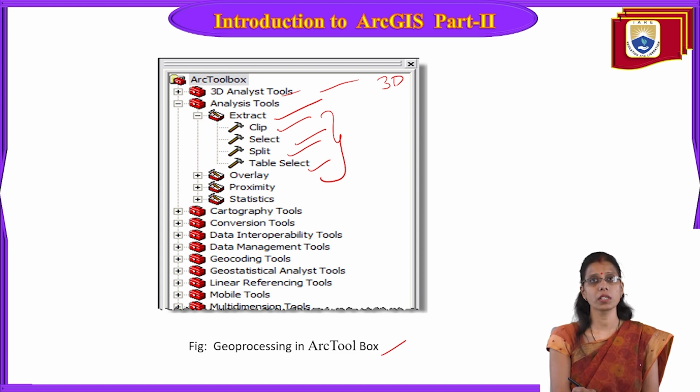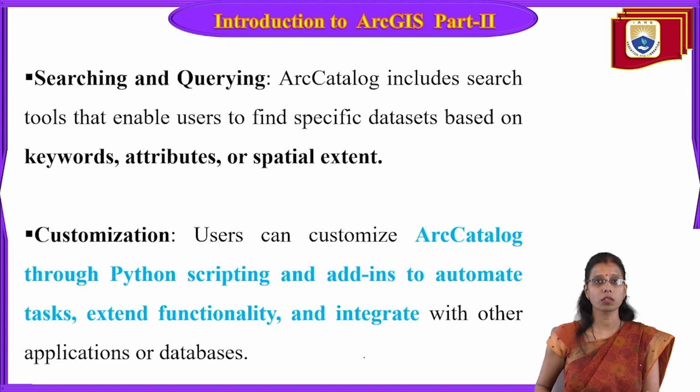Otherwise, you can just go with ArcMap. From there, you can go with the geoprocessing or ArcToolbox directly. So here you can go with the overlay, proximity, statistics, cartographic tools, or if you want to convert data, the data management tools, you can do converting, georeferencing, or something like spatial analysis. If you want to do that, all can be done with this geoprocessing toolbox.